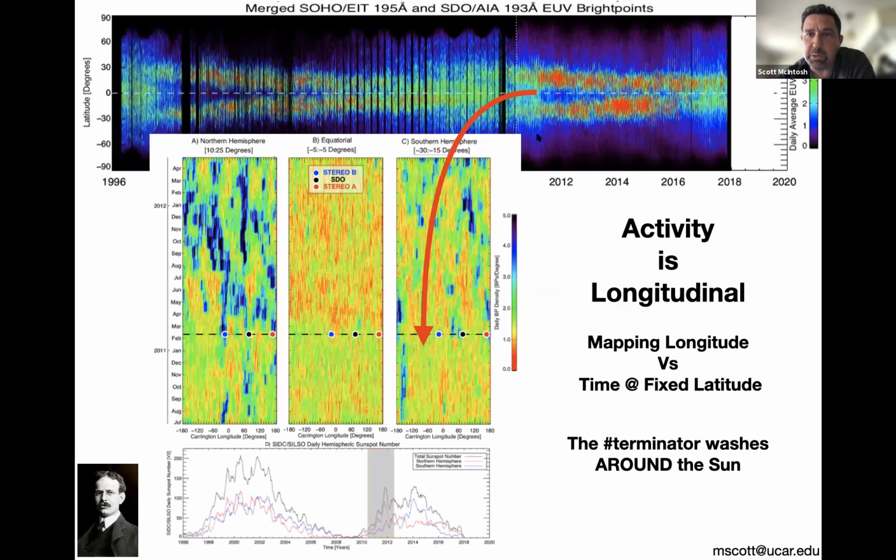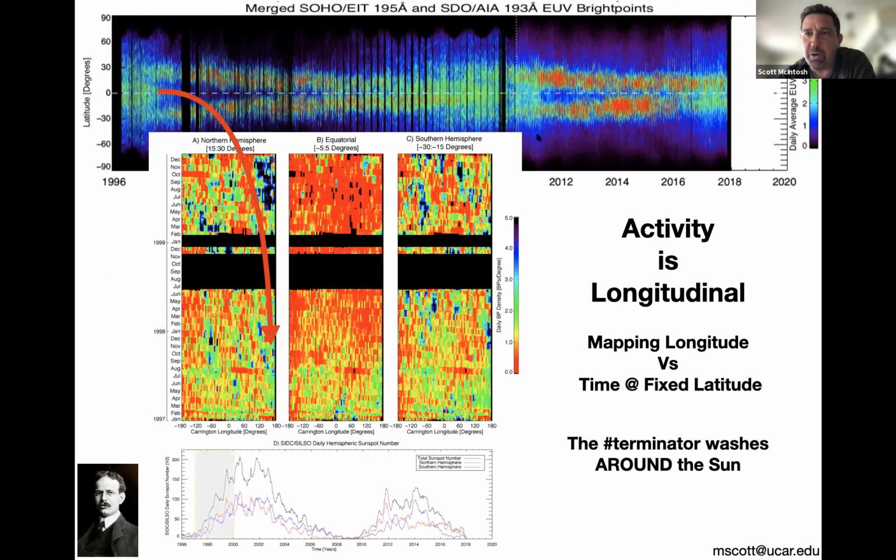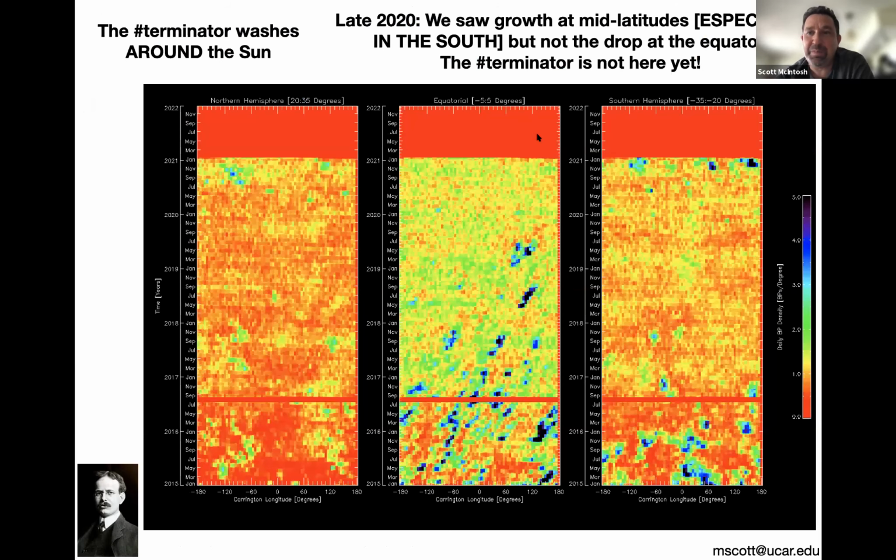Remember also how it looks longitudinally. This is the really awful data from SOHO EIT that also shows the same phenomenology. It's an awful picture, but if I go back, you see roughly the same phenomenology. This is the present data. And so in late 2020, you can see the evolution.